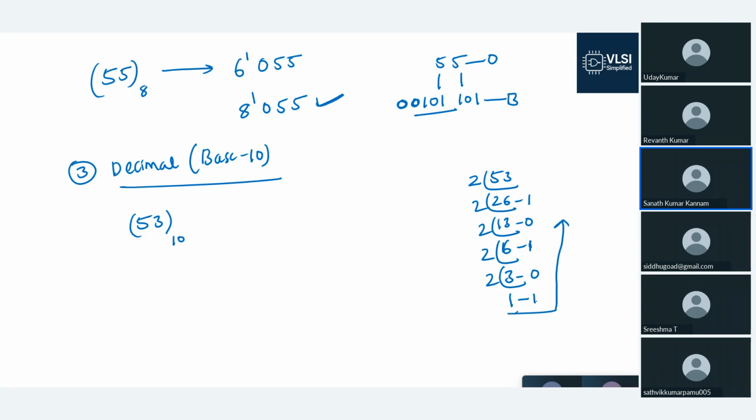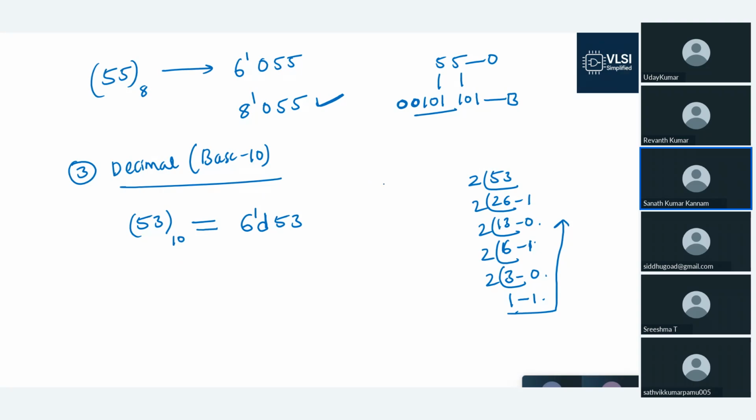How many bits are there? 1, 2, 3, 4, 5, 6, so 6 bits are there. So I can represent this one with the size, which means 6 tick. What is this? The base is D. So 6 tick D and the value. Like this, you need to represent.